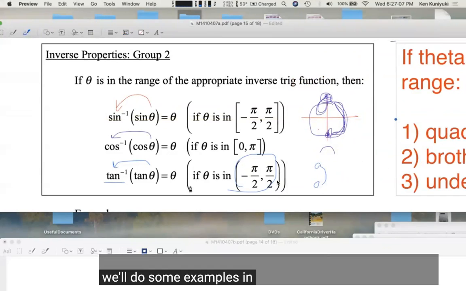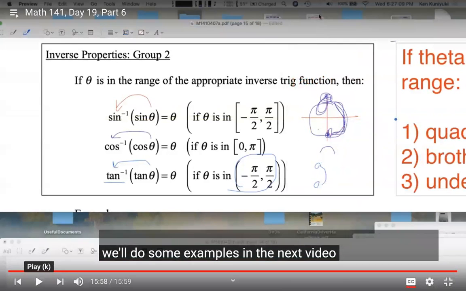We'll do some examples in the next video. Okay, so yeah, group 2 is kind of disorienting, but this idea of looking at the range of the outer function: if you're in the range of the outer function, you're good to go. Questions? We'll do more examples.